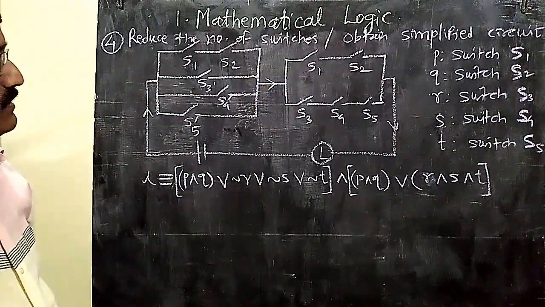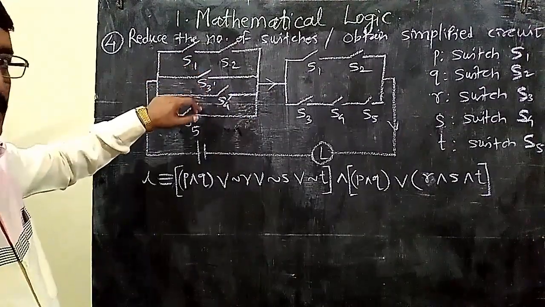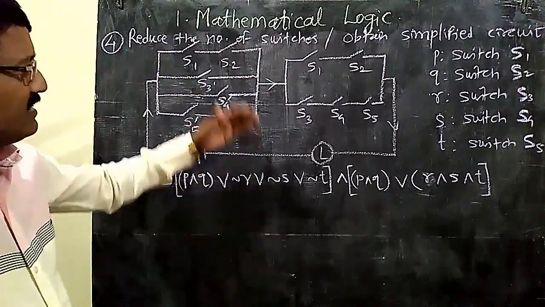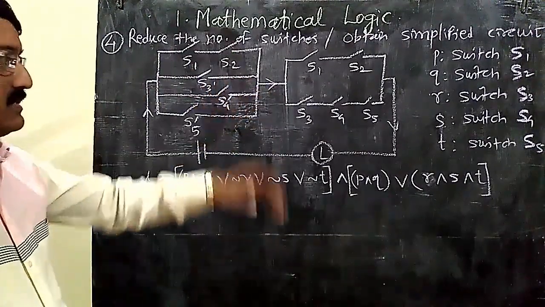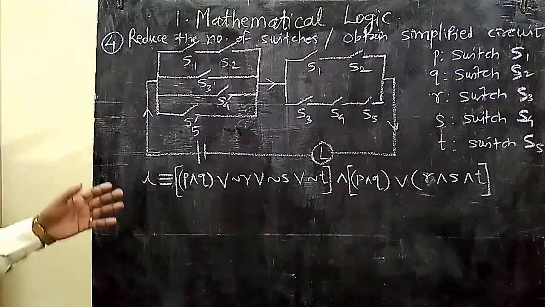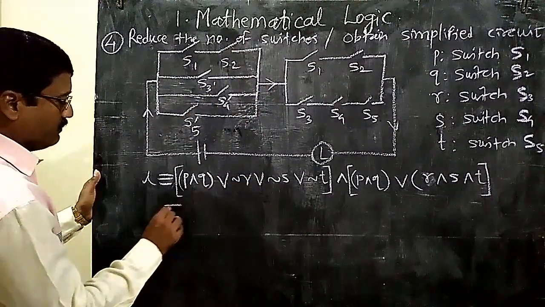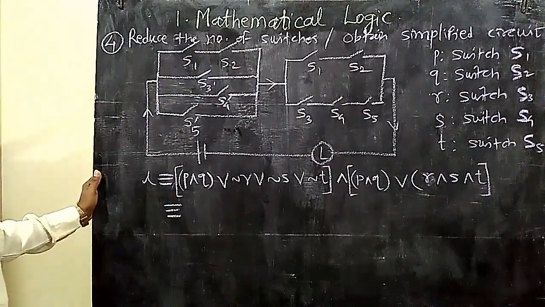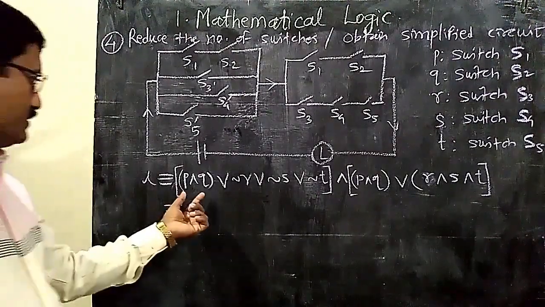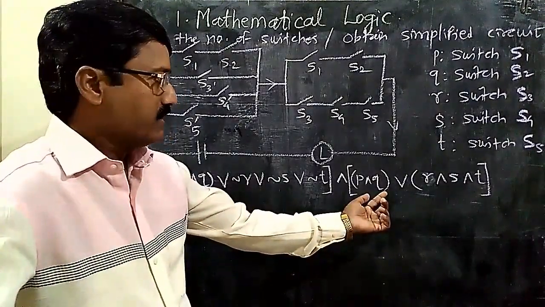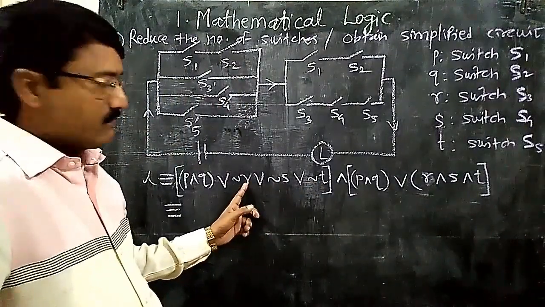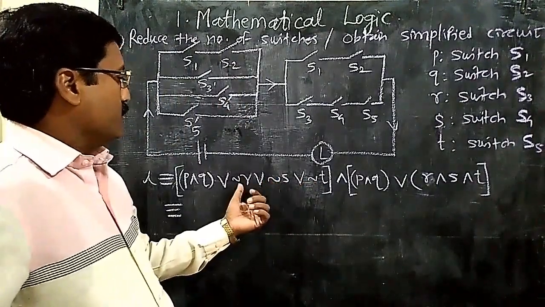Once you understand the combination of switches in series and parallel and their conversion into conjunction and disjunction respectively, then you can easily write the symbolic form of a given switching circuit, or you can draw a switching circuit from a given symbolic form. Now here we have to reduce the number of switches, so we have to simplify this symbolic form. Initially, if you observe carefully, this P and Q gets repeated. Also here are switches R, S, T, but they are with negation. So can we take negation outside these three?